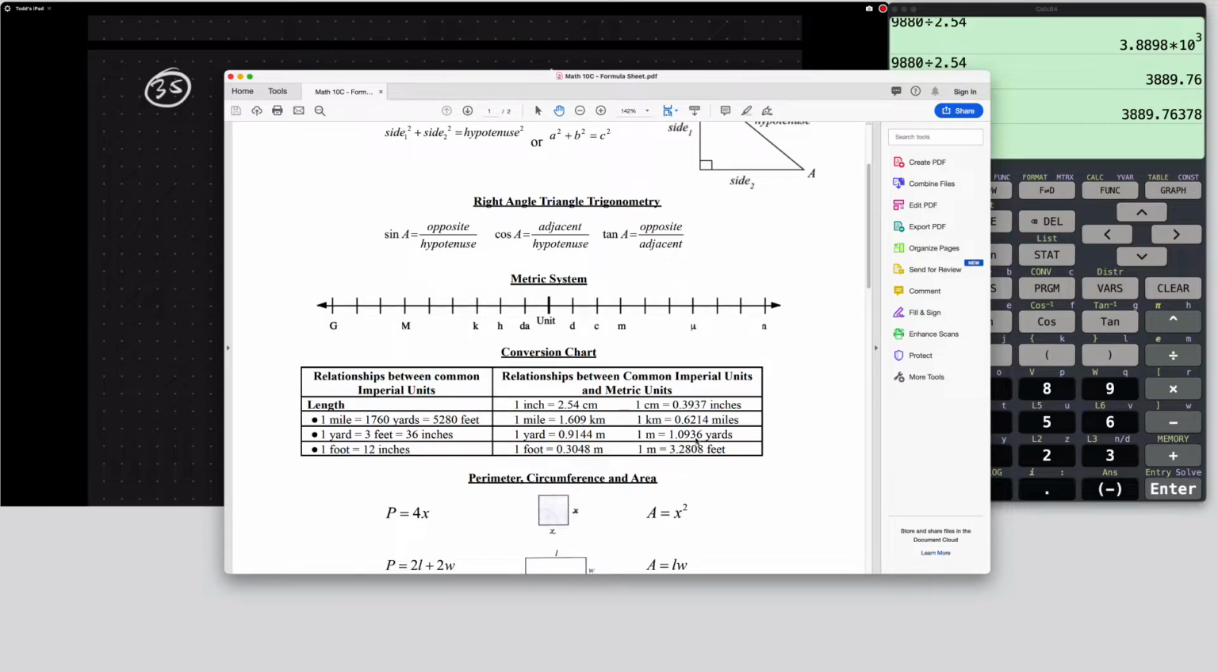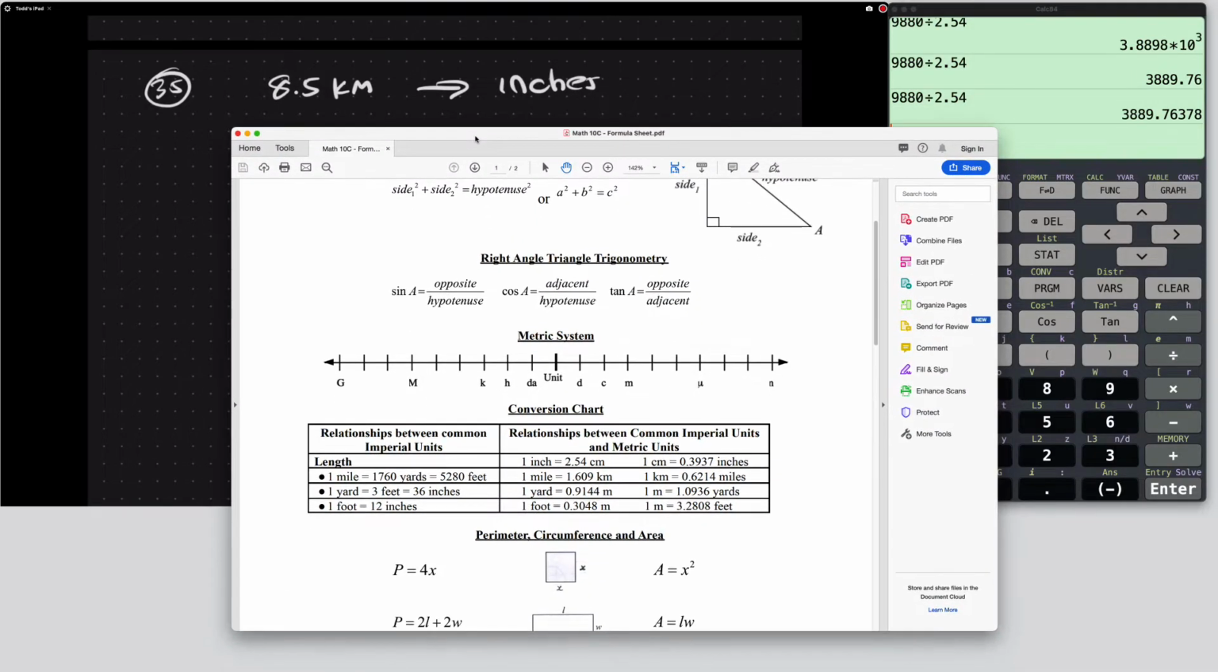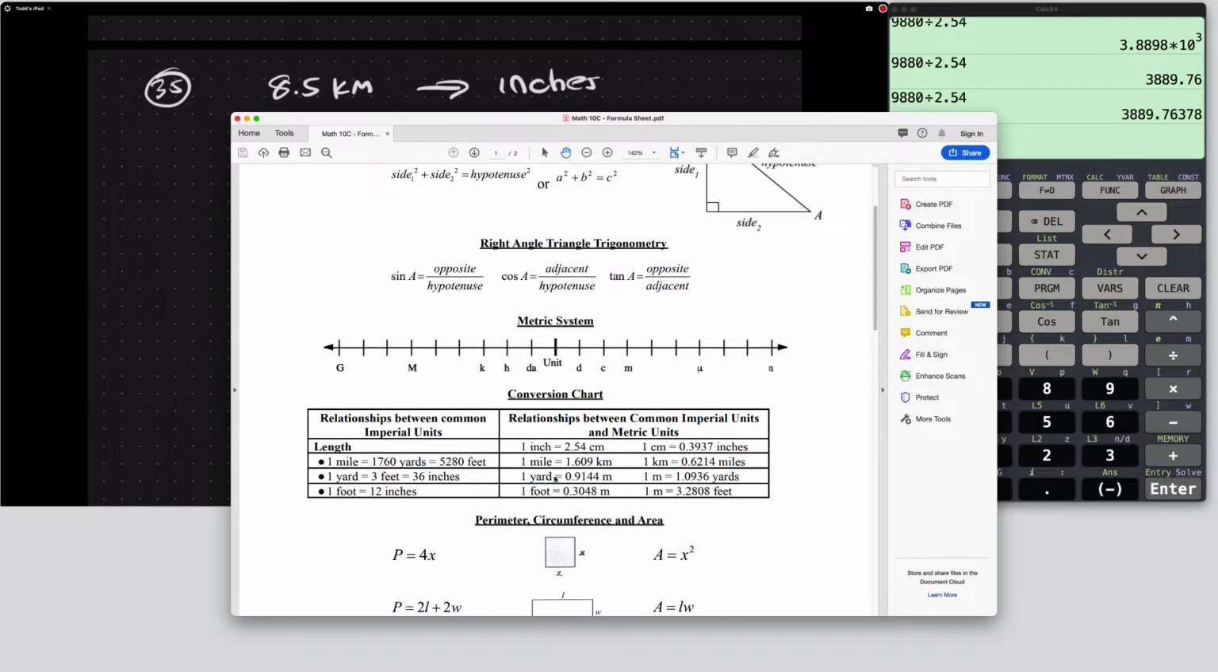So I can go from kilometers to miles right here, and I could either use this conversion on the right or this one here on the left. And once I'm in miles, I now need to get to inches. Well, if I can get down to centimeters, that'd probably be the fastest way to do it. So first, take this 8.5 kilometers to meters, then centimeters, and then to inches.